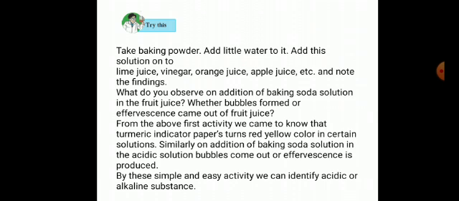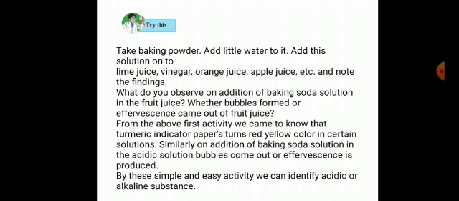Here is an activity. You can take baking powder, add little water to it, and this solution is added on lime juice, vinegar, orange juice, apple juice, and note down the observation. What will you observe? Baking soda solution, when it is added in fruit juice, bubbles will come out. These bubbles will come out or effervescence is produced.